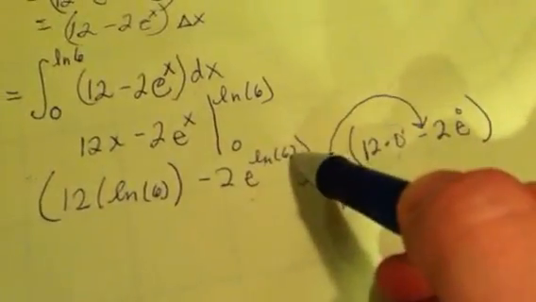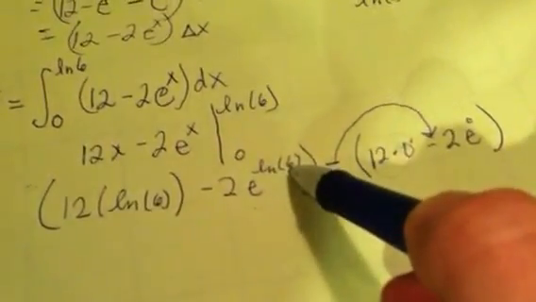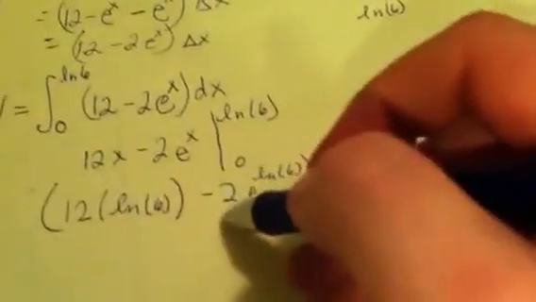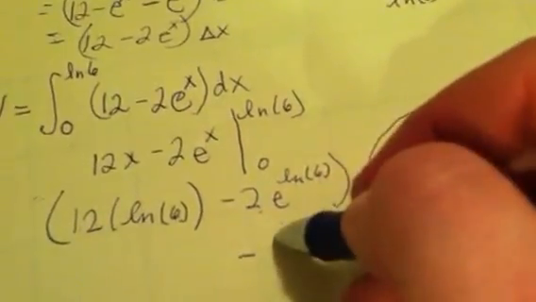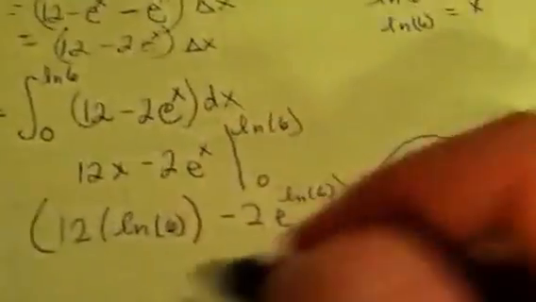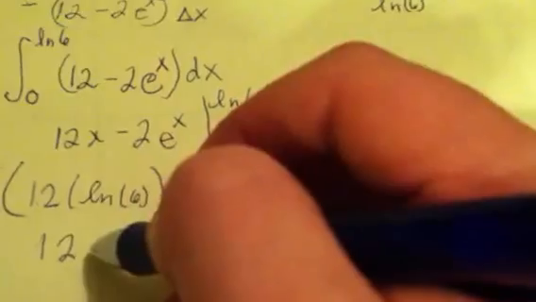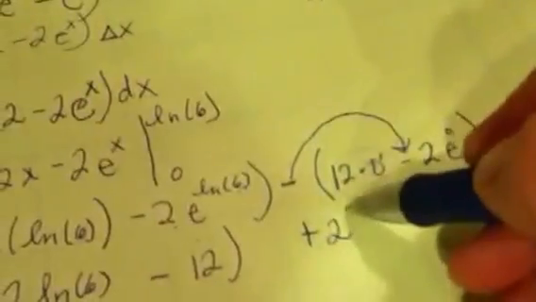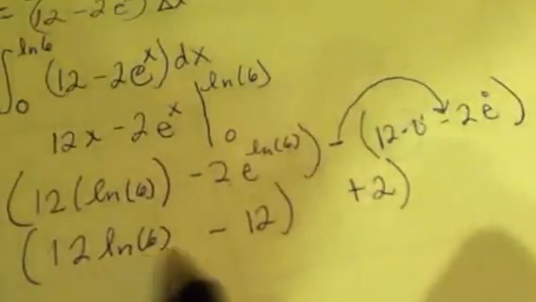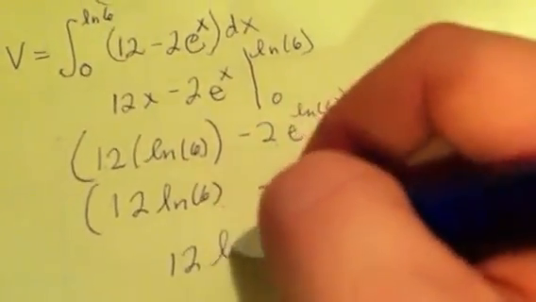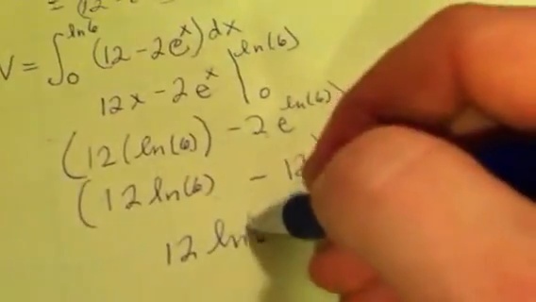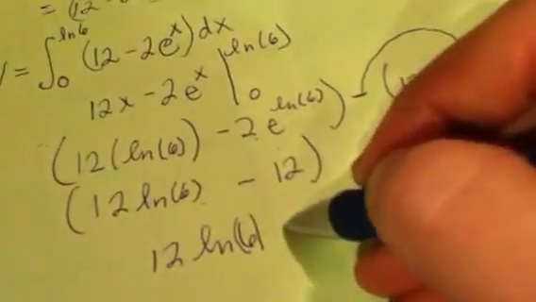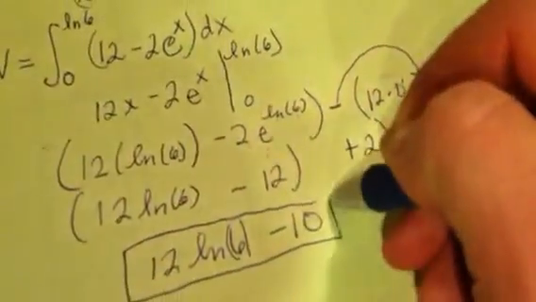e to the ln of 6, or e to the ln of anything, is that anything. So this is 2 times 6, so that's minus 12. And this is still just 12 times the ln of 6. So now we have 12 ln of 6 minus 12 plus 2, or 12 ln of 6 minus 10. Box our answer. There we go.